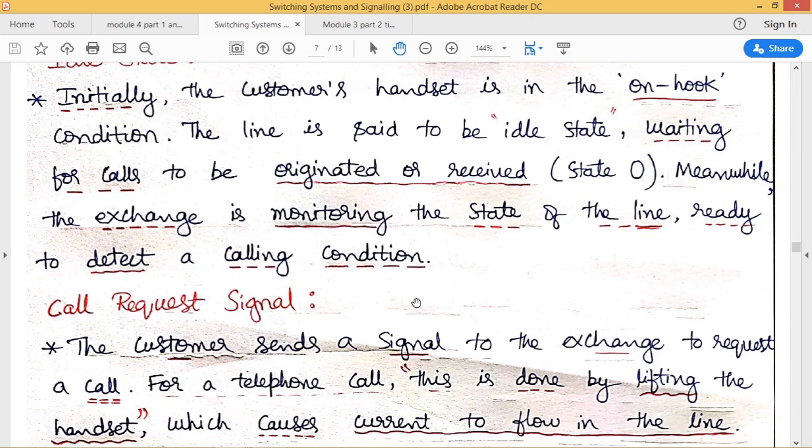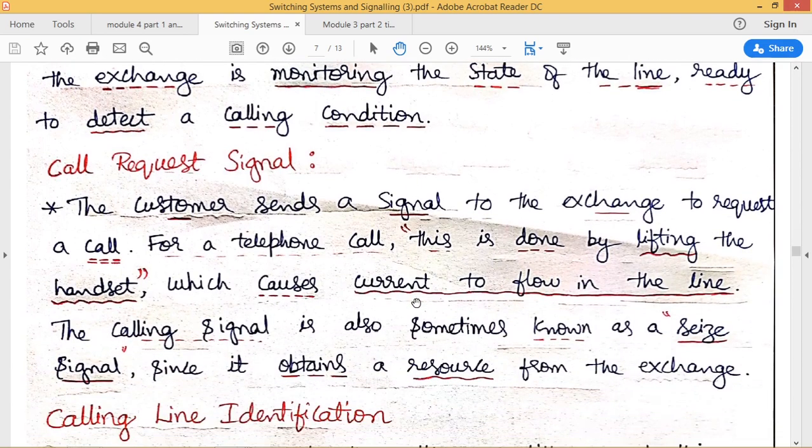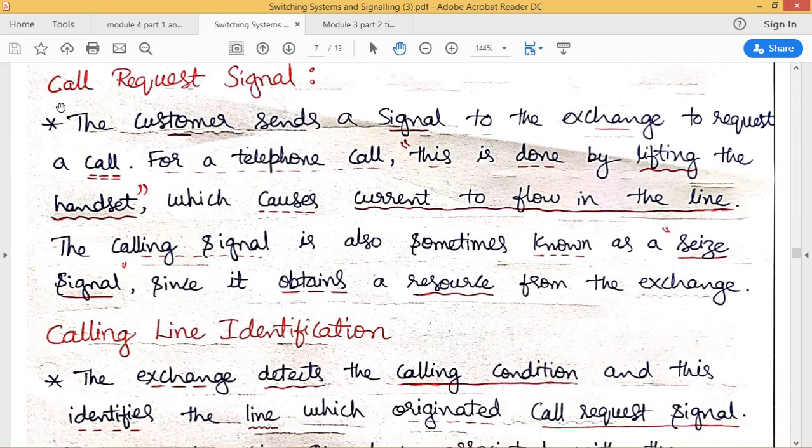So the next condition that we need to deal with is the call request signal. Once the customer sends a signal to the exchange to request a call, this call request signal is sent by the customer once he lifts the telephone. Once he lifts the telephone, the call request signal will be sent to the exchange from the customer end. So let us deal with what happens with respect to a telephone call.